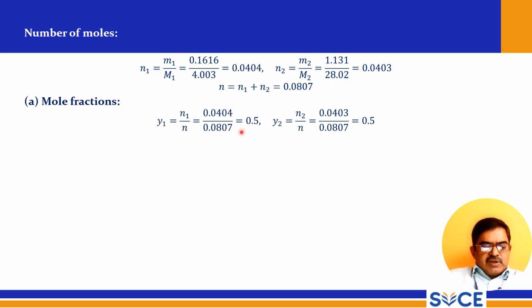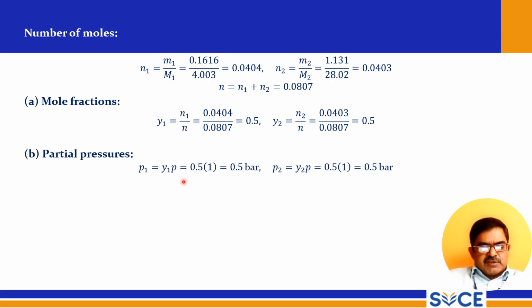Mole fractions, so we know N1 and N. So mole fraction Y1 equal to N1 by N, 0.0404 divided by 0.0807. It is 0.5. And Y2 equal to N2 divided by N. It is also 0.5. So partial pressures, P1 equal to Y1 into P. So that is 0.5 into 1, 0.5 bar. P2 is also 0.5 bar.